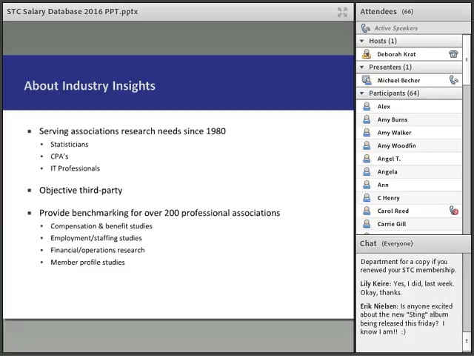This is the second year that we've done the STC Salary Database, so we have familiarity from last year, and we've taken that knowledge and tried to improve things for this year as well. We are an objective third party, which just means we're not trying to solicit business from STC's members. You're never going to get an email from us trying to solicit any sort of services. We currently work with over 200 professional associations. We provide all types of studies, from compensation studies to financial studies and everything in between.